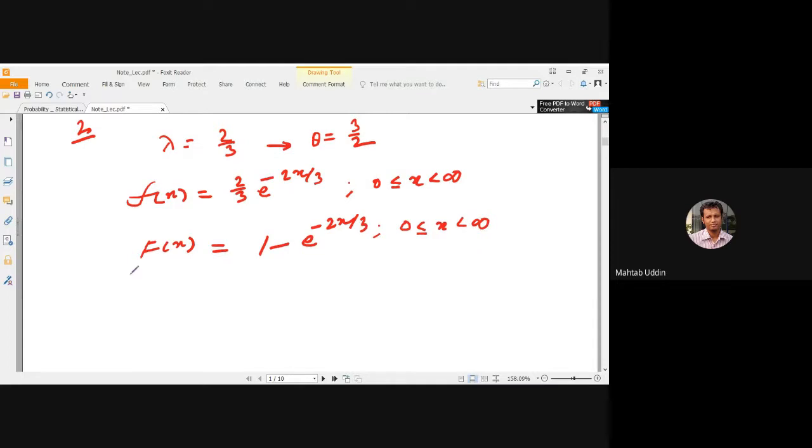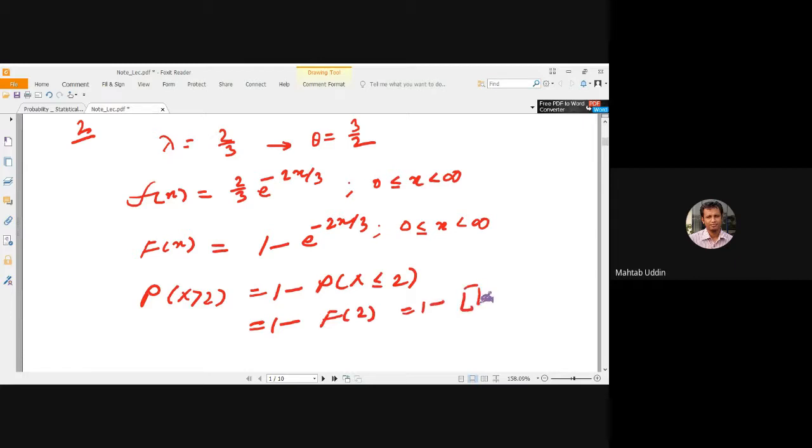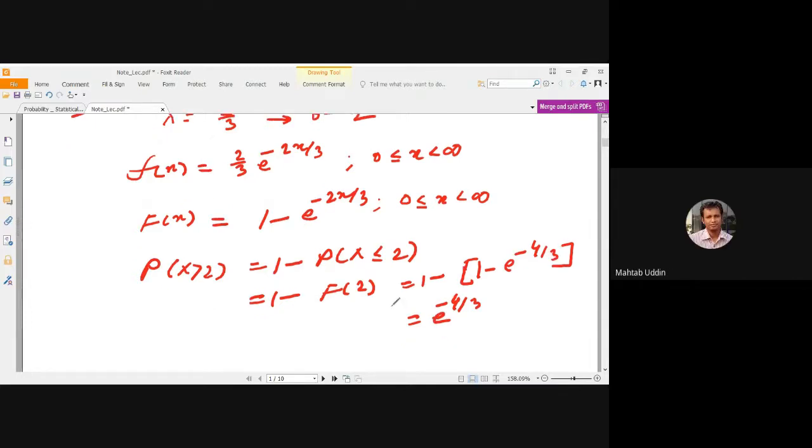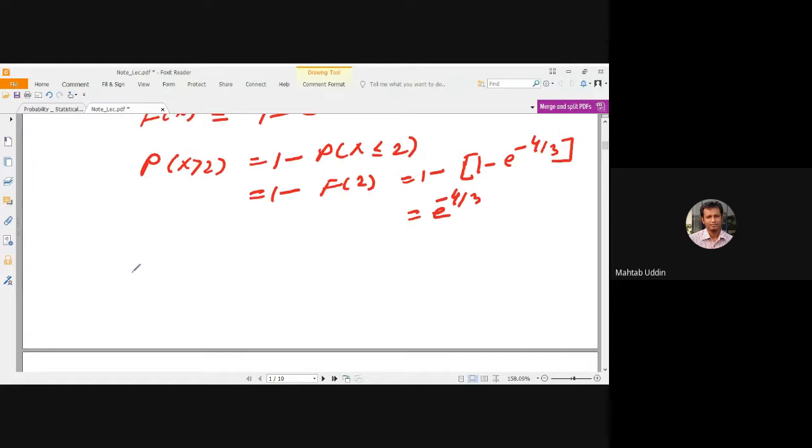Then the probability will be x greater than 2. You can write here 1 minus P of x less than or equal to 2, which is 1 minus F(2). So 1 minus, 1 minus e to the power minus 4 by 3, is equal to e to the power minus 4 by 3. Do you understand? Yes, sir.